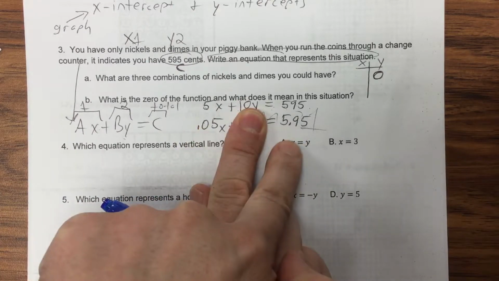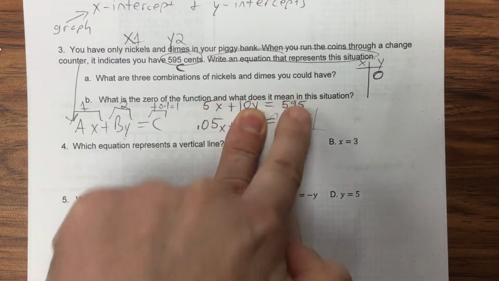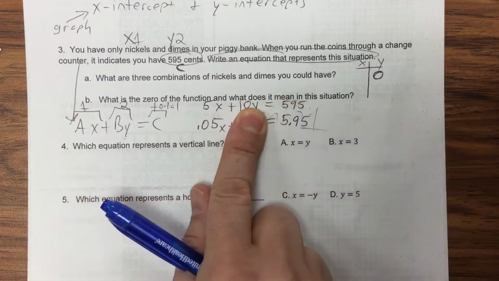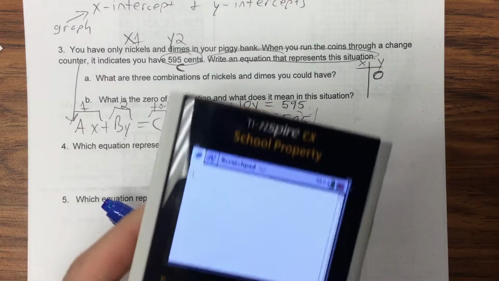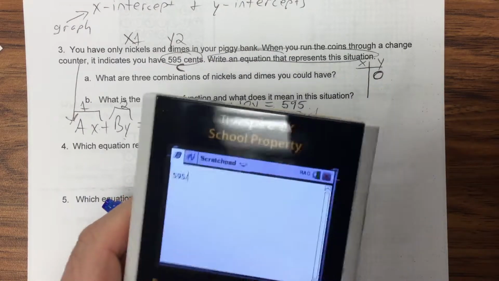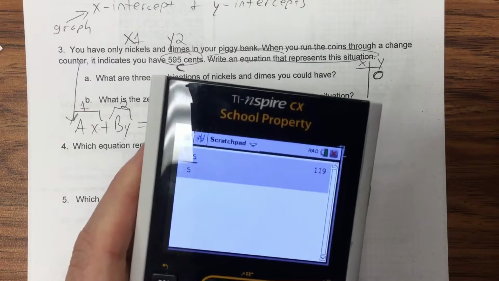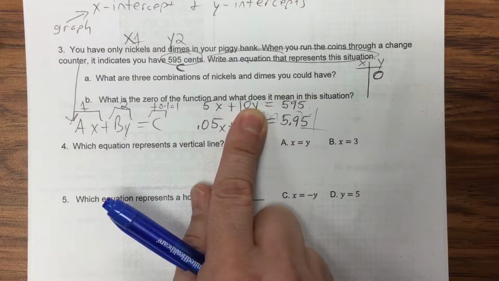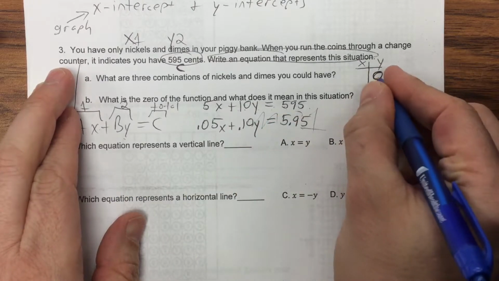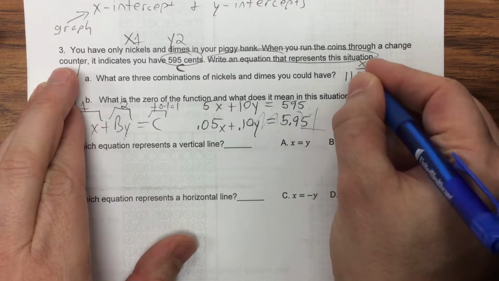5 cents times x equals that. Or if we want to do the top equation, 5x equals that. So to get the x by itself, I'm dividing that number by 5. So I put in 595, divide it by 5, and I'm going to have how many nickels I would need to have that many pennies. 595 divided by 5, I would need 119 nickels to get that many pennies. So when I have 0 dimes, I would need 119 nickels.